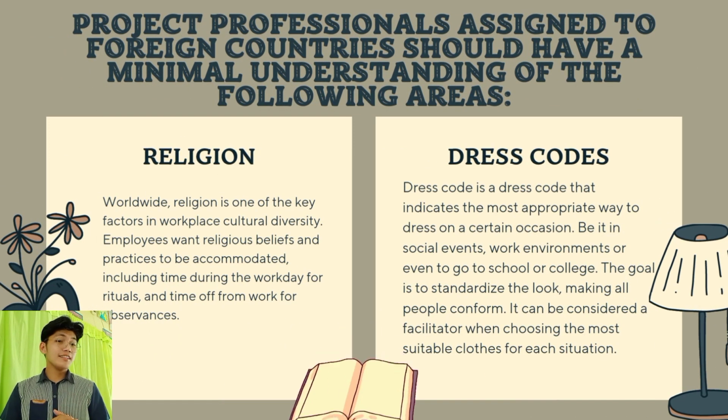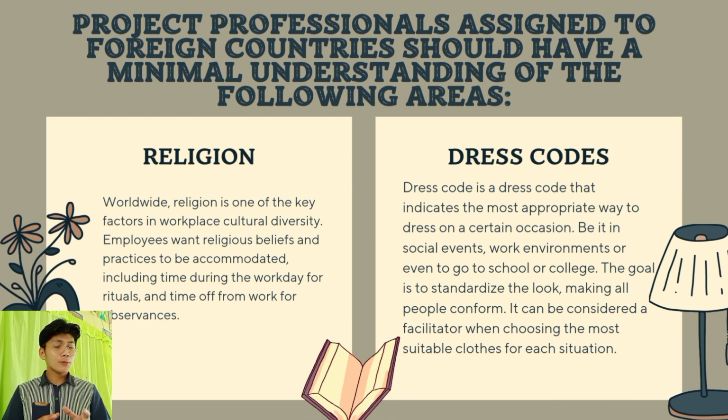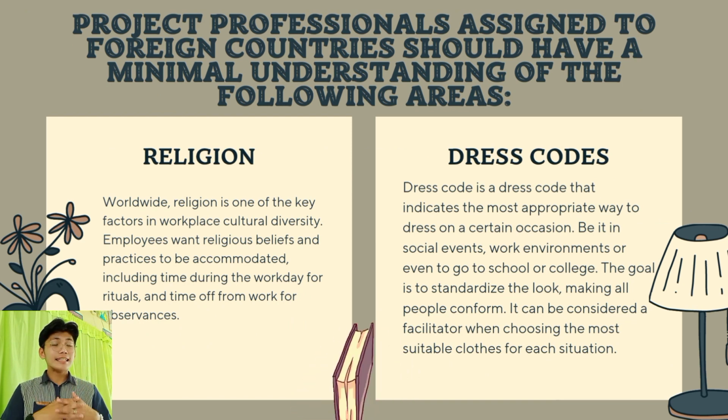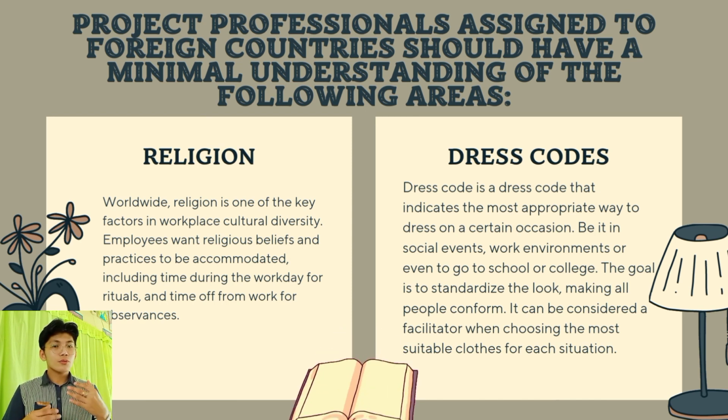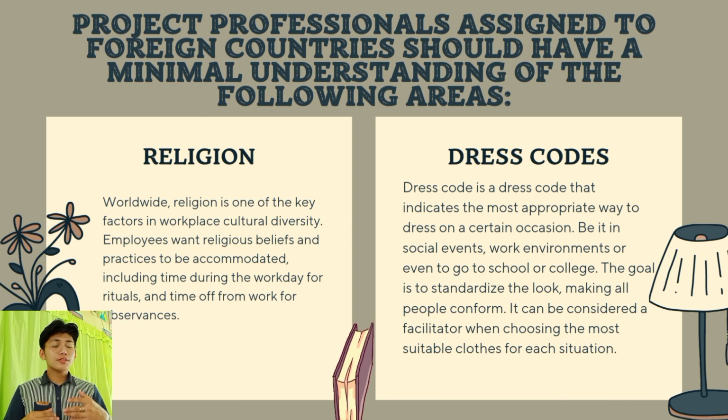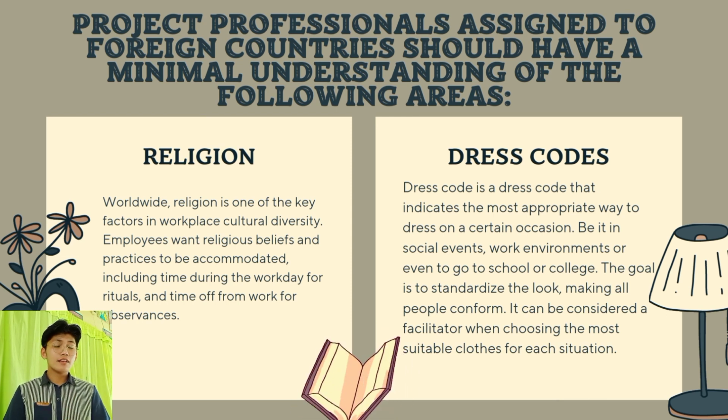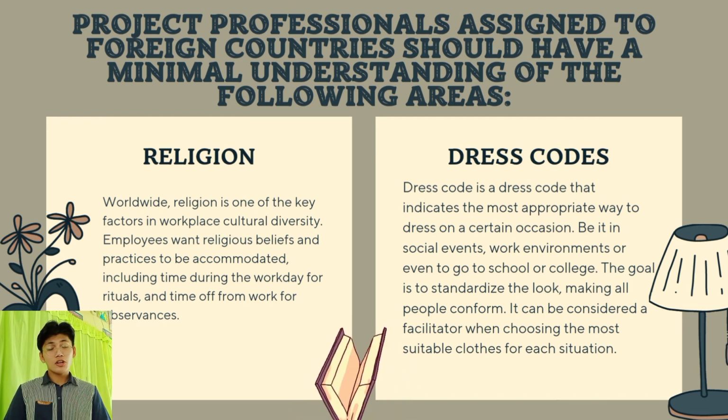The second one is the dress code. A dress code indicates the most appropriate way to dress on a certain occasion, be it on social events, work environments, or even to go to school or college. The goal is to standardize the look, making all people conform. It can be considered a facilitator when choosing the most suitable clothes for each situation.